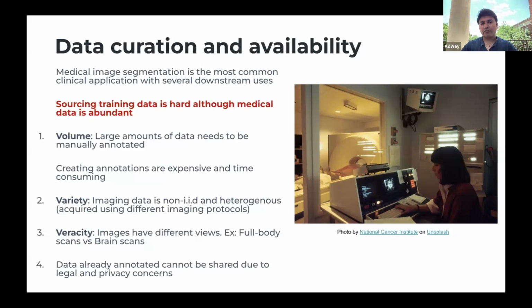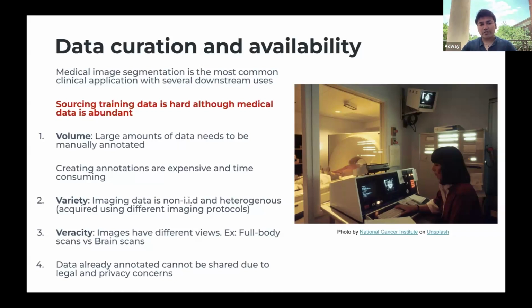and availability. The first one is volume. We have large amounts of data, but that needs to be manually annotated. Creating these annotations is expensive and time consuming, because radiologists or clinicians have to sit down and manually annotate these images, and that takes a lot of time. The second concern is variety. Imaging data is non-IID and heterogeneous. What that means is imaging data coming in is usually at a particular site, using a particular scanner or a particular protocol, and that may be different from site to site or hospital to hospital.